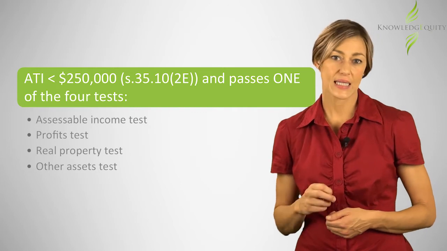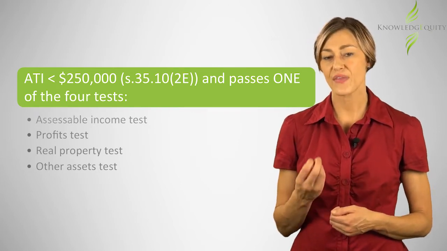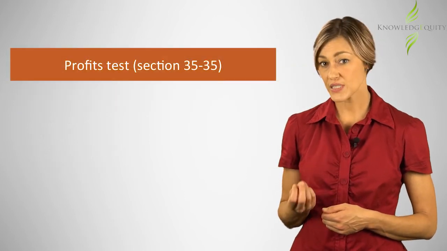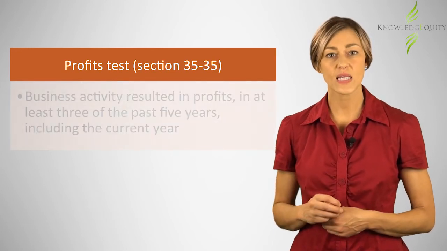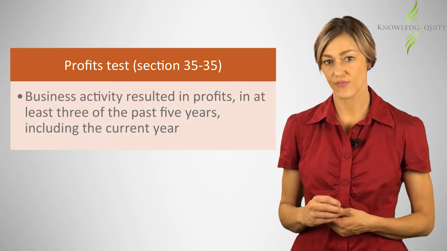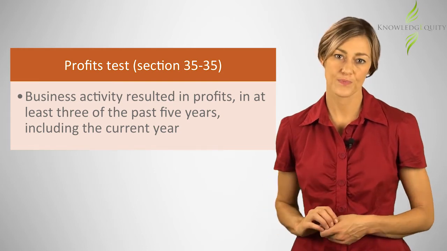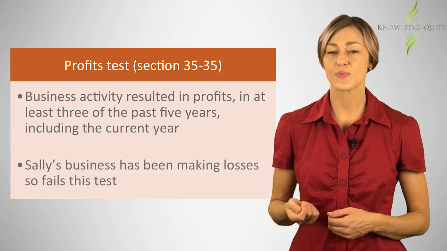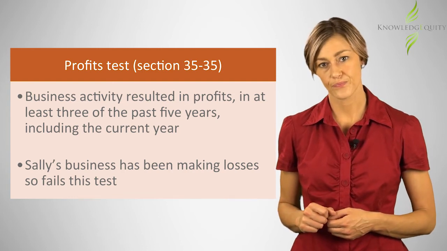Although we know that Sally has passed at least one of the commerciality tests, let's look at the other 3 tests anyway. The profits test per Section 35-35 requires that the business activity resulted in profits in at least 3 of the past 5 years, including the current year. Sally's business has been making losses, so would fail this test.